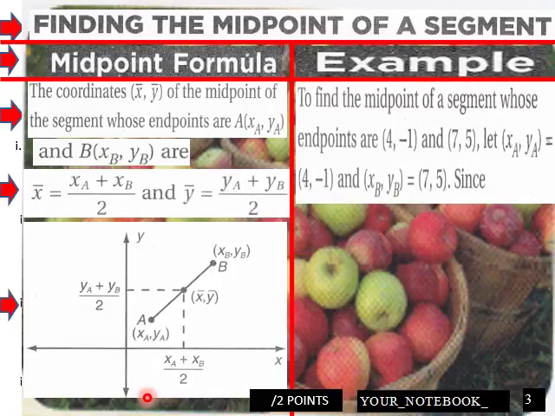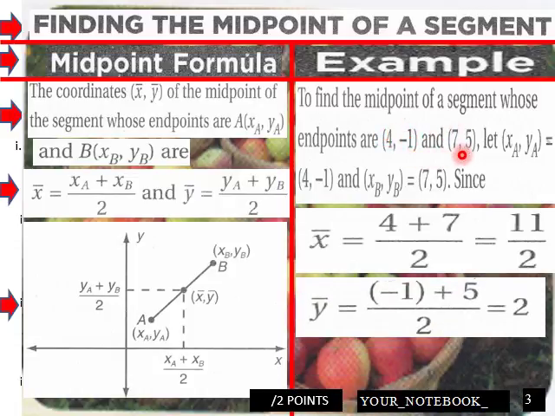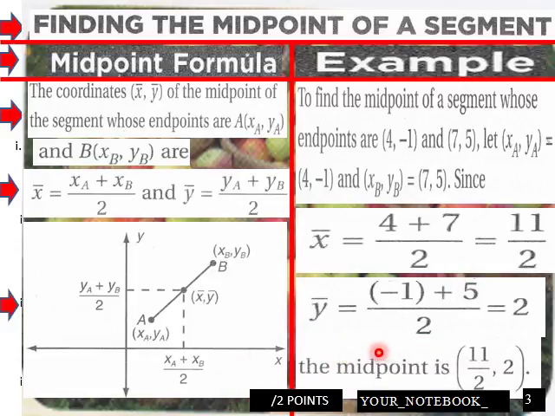To find the midpoint of a segment, we're going to use the same endpoints we had up there: 4 plus 7 over 2 for our x points, and then our y points, -1 and 5. So the midpoint would be 11 over 2, 2. Here's our x, here's our y.